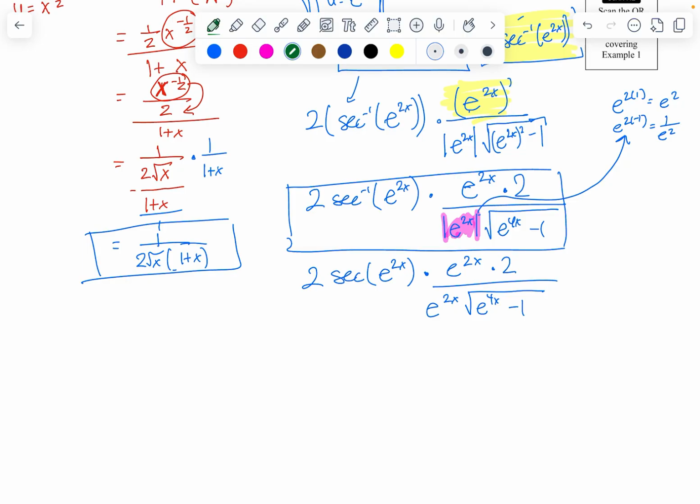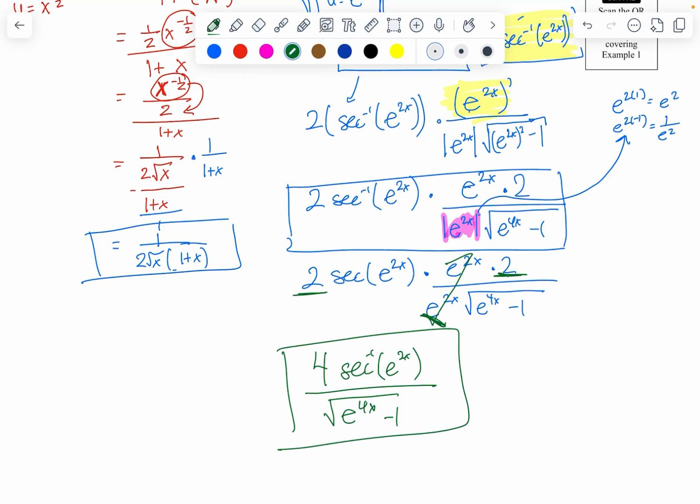And the reason in this case it's important to eliminate the absolute value is because there's an e to the 2x on top that will divide out with the e to the 2x on the bottom. So the answer is now going to be 2 times 2, which is 4 secant inverse secant of e to the 2x, all of that over the square root of e to the 4x minus 1. And that's our derivative.